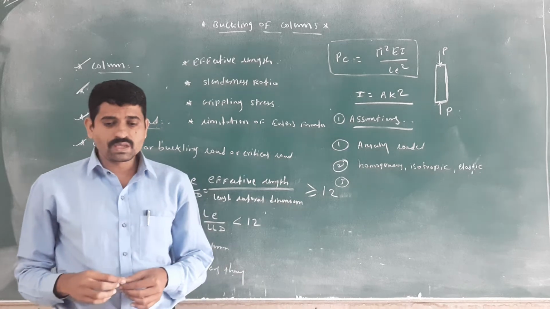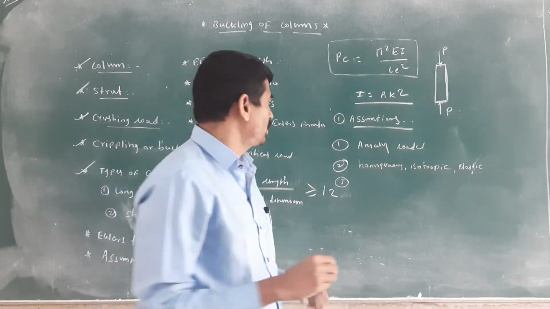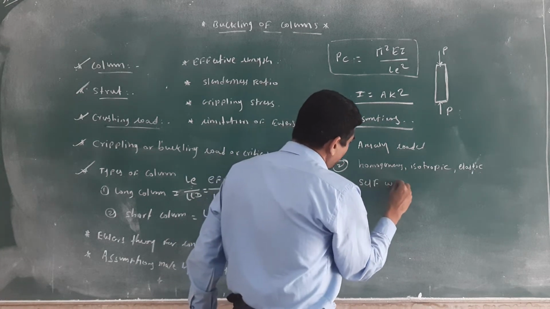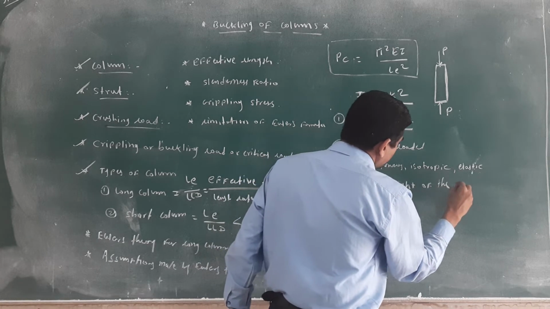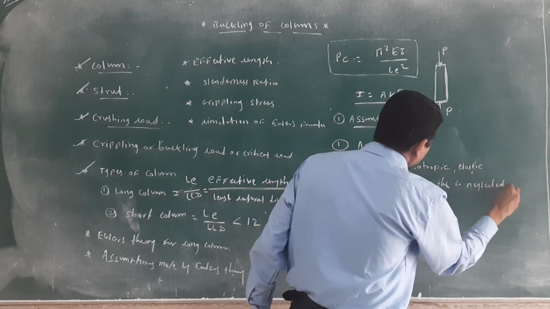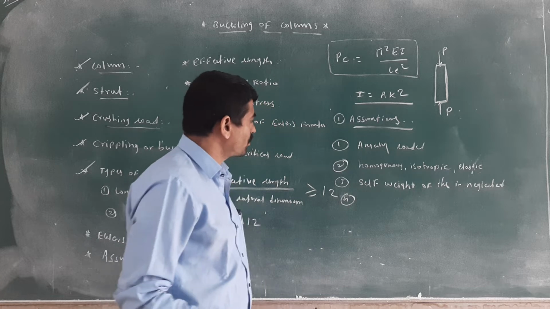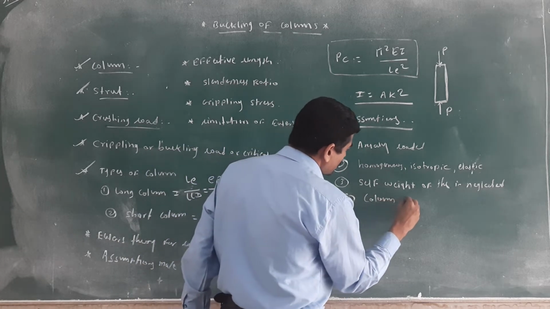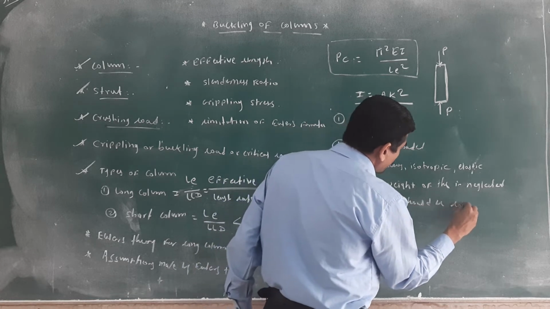Next, the self weight of the column is neglected. We are not considering the self weight of the column. Then the next assumption is that the column should be long.